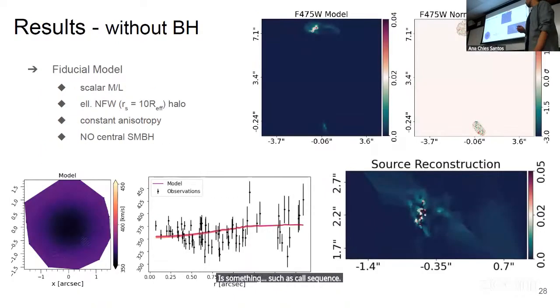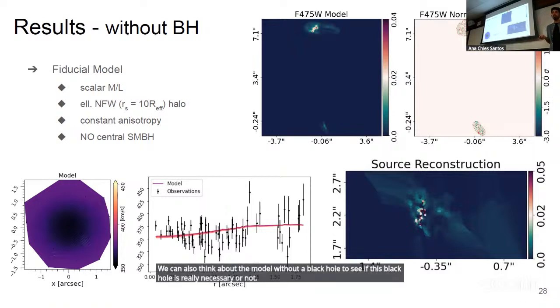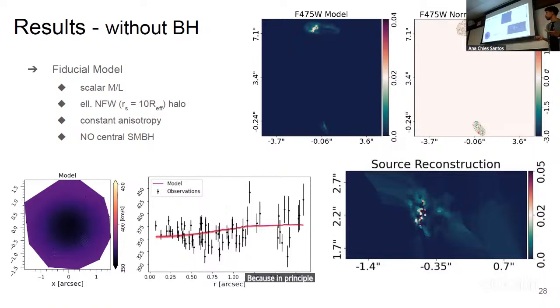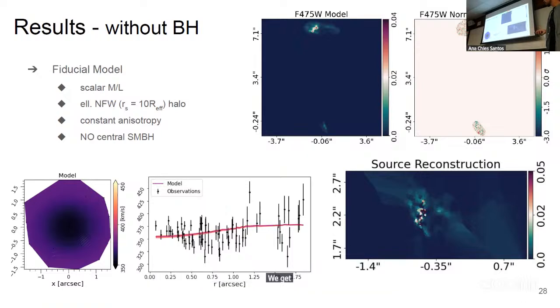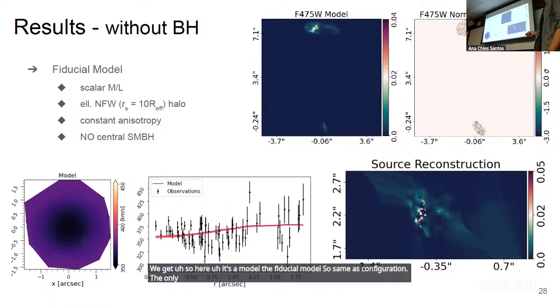But before we go beyond, we can also think about a model without the black hole to see if this black hole is really necessary or not. Because in principle, we can just not put any black hole in the model and see what we get. So here is the fiducial model, the same mass configuration. The only difference is that we don't have the black hole mass explicitly included in the model.